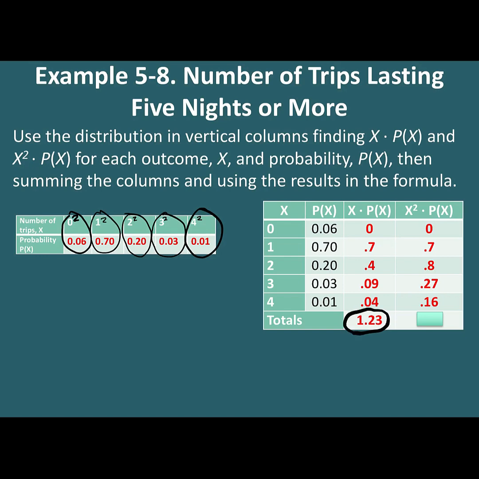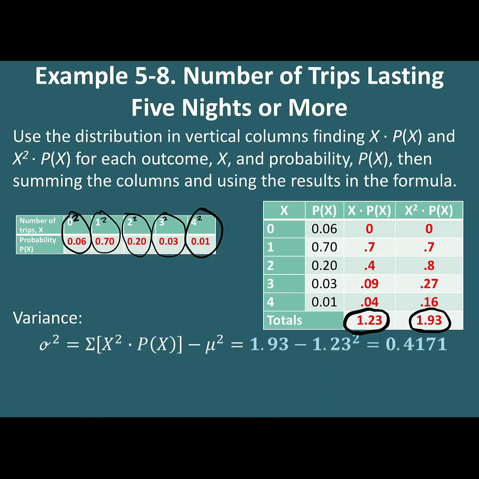1.23, which is the mean, very familiar, and 1.93, which will help us find the variance. So now solving for variance, we do the following. Simply take the 1.93 and subtract 1.23, but don't forget to square the 1.23. That should give us 0.4171.